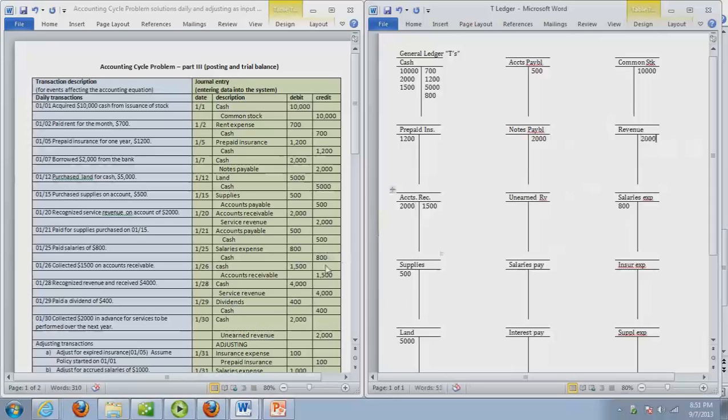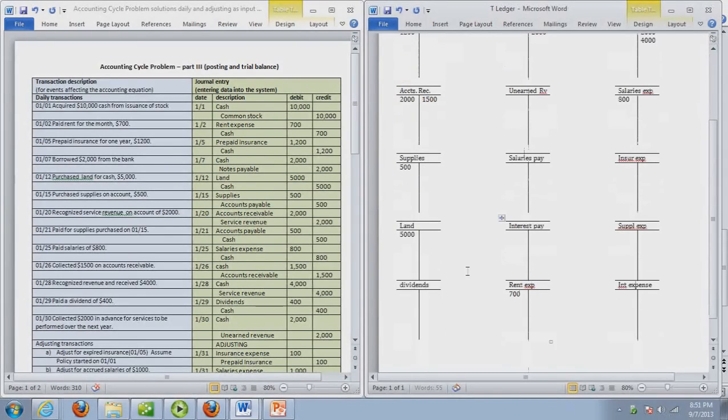Okay, so we're down to cash and service revenue for $4,000. So cash is going to go up with the debit, $4,000, and service revenue is going to go up with a credit for $4,000. So you can see it's a very step-by-step process. Dividends, $400, cash $400. So we throw in the $400 credit to pay for the dividends, and then down here, dividends is squeezed in just to have a spot for it.